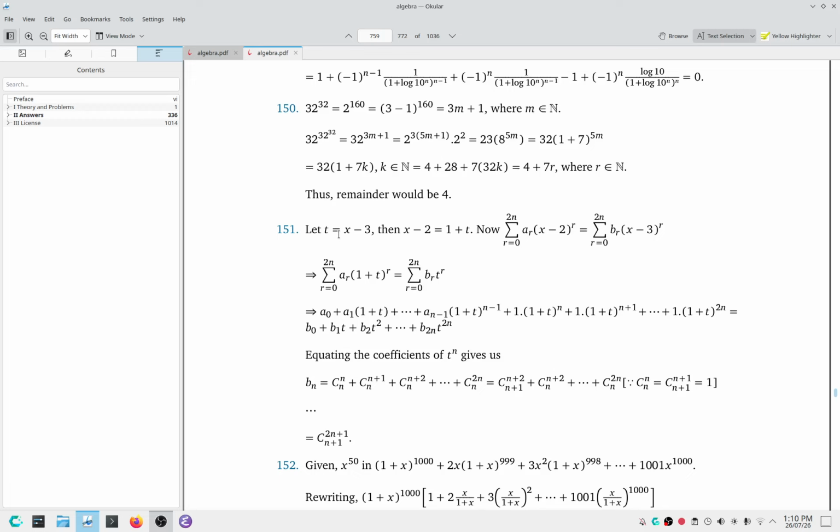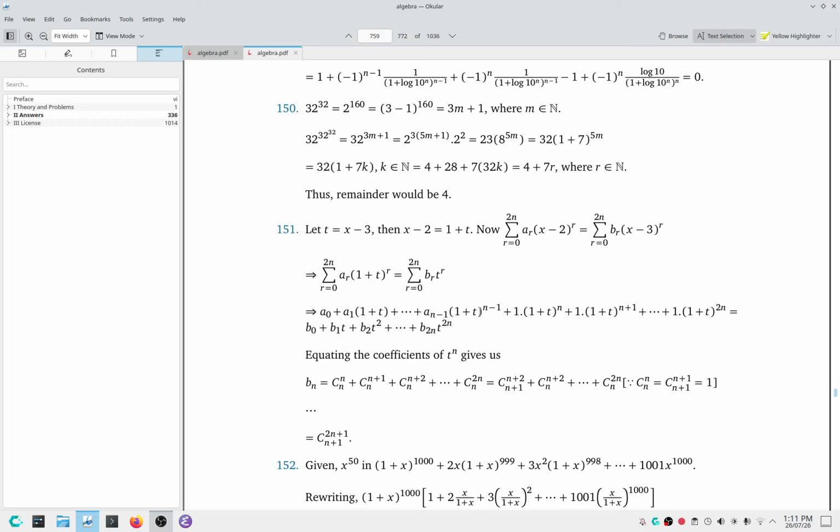So here we let x minus 3 equal to t, and x minus 2 will become 1 plus t. So the given expression becomes sigma r equal to 0 to 2n a_r (1 plus t) to the power r is equal to sigma r equal to 0 to 2n b_r t to the power r. We write the left hand side as a0 plus a1 times (1 plus t) and so on up to a_n times (1 plus t) to the power n.